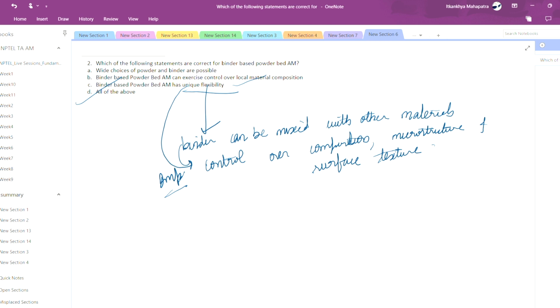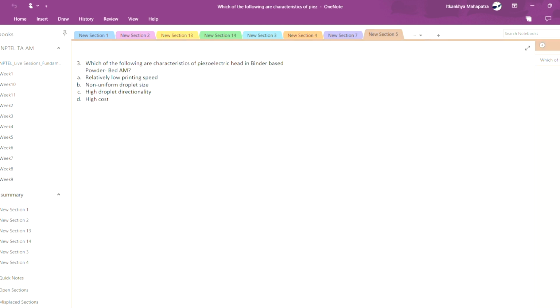Okay, now we'll go quickly to the next question. Which of the following are characteristics of piezoelectric head in binder based powder bed additive manufacturing method? Now there are two types of head, piezoelectric head and thermal head.